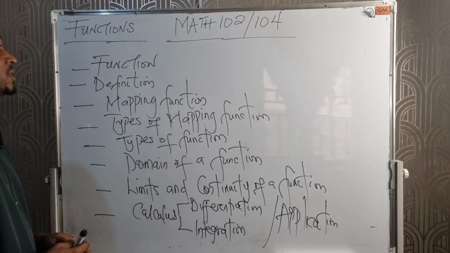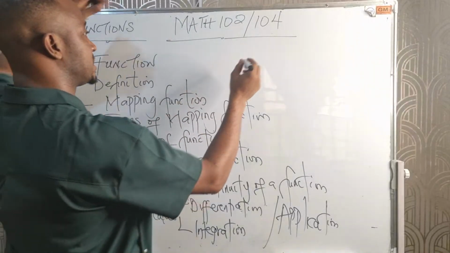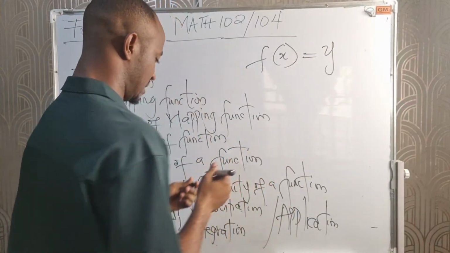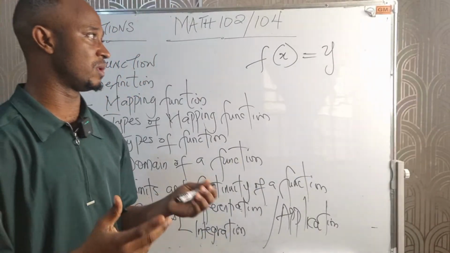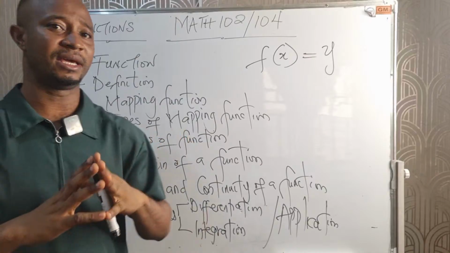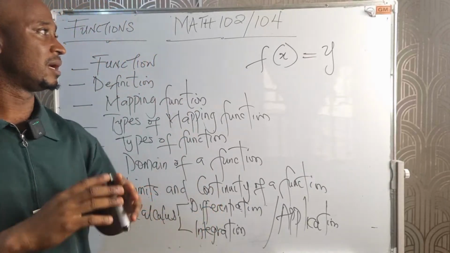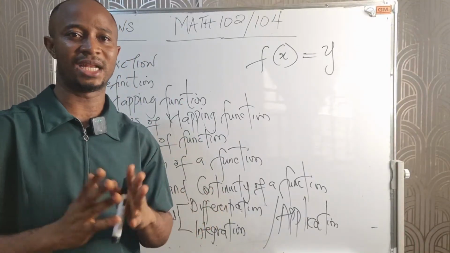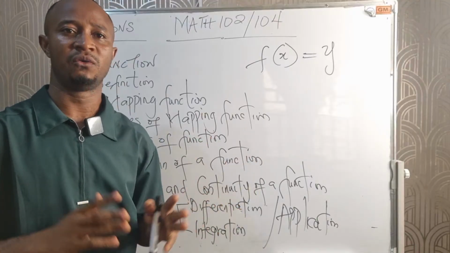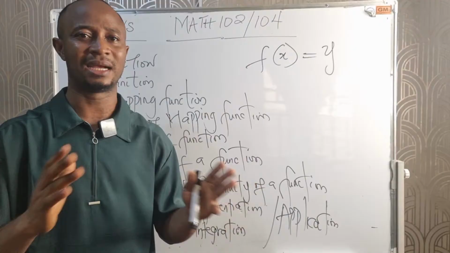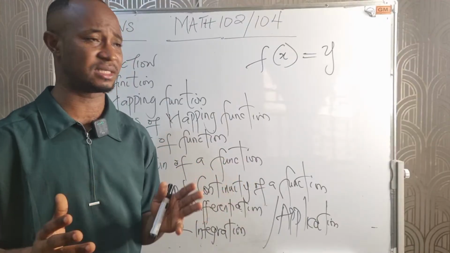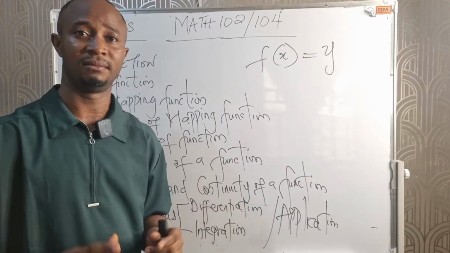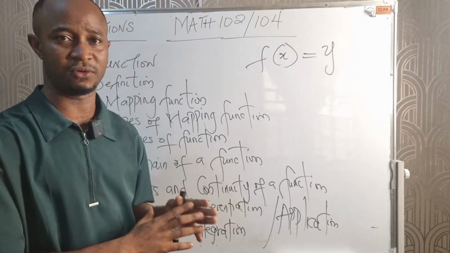When you hear the word function, what comes to your mind is f of x equals y. Function is a type of relation that assigns every element of a particular set called the domain to a unique element in another set called the codomain. Function is a set of rules that links two or more elements in different sets. We have the domain, the codomain, and the range. These are the three basic terms used in function.